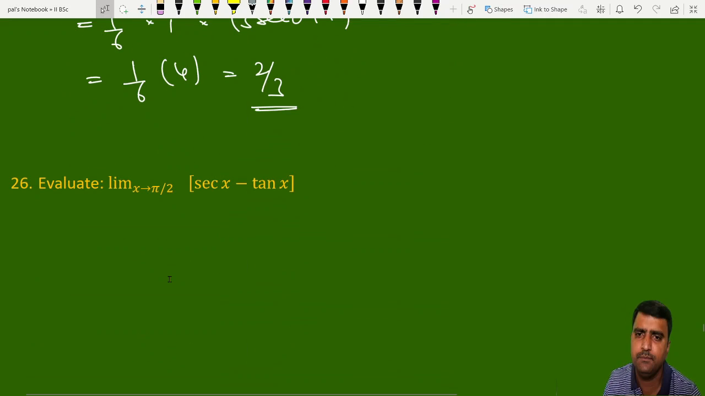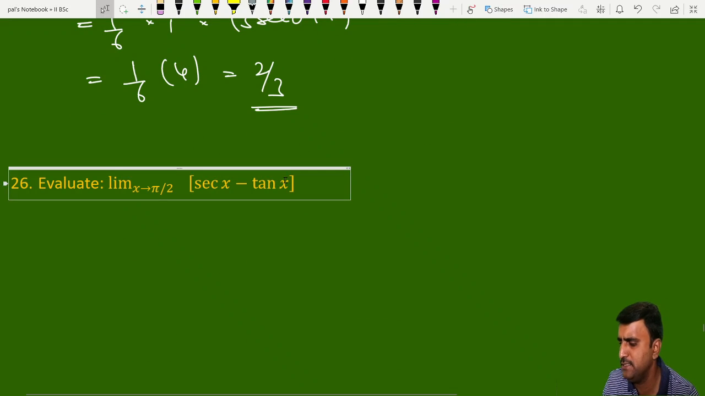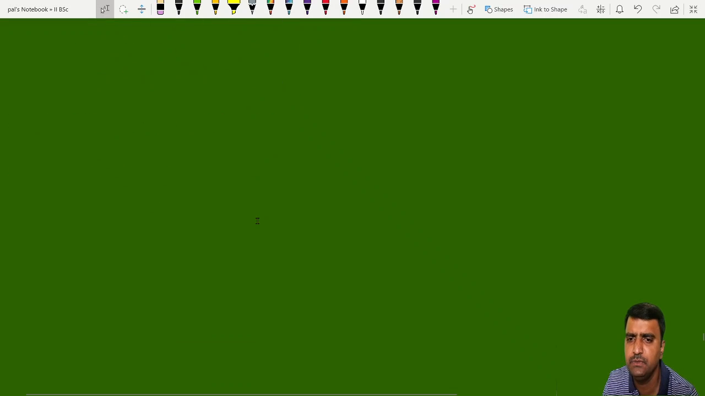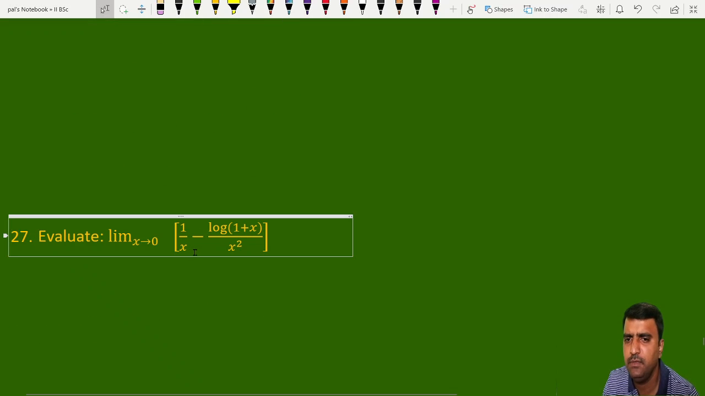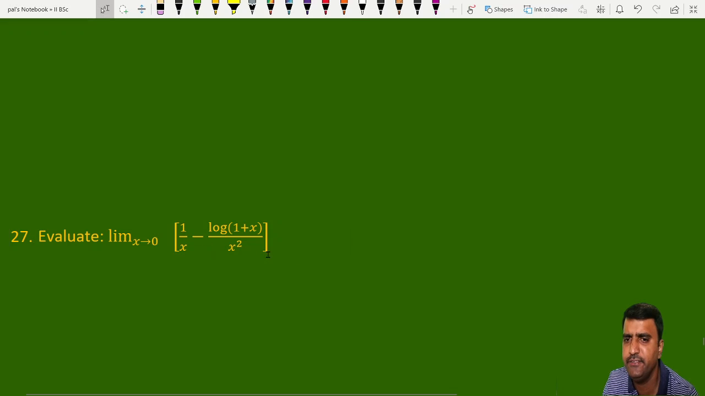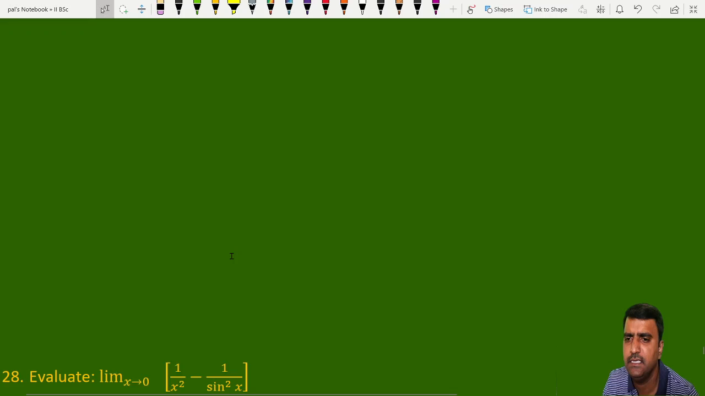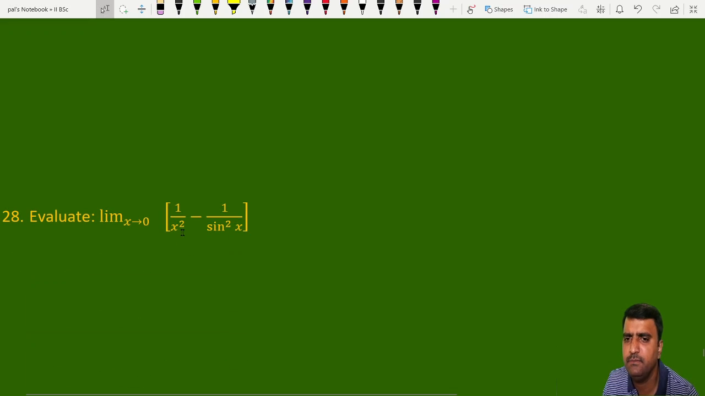Some more examples are here. You try to solve secant x minus tan x when x tends to pi by 2, and 1 by x minus log of 1 plus x by x square. Here you take x square as the LCM and evaluate this. And one more example: 1 by x square minus 1 by sin square x. Take tan square x into sin square x as the LCM. Try to evaluate this.